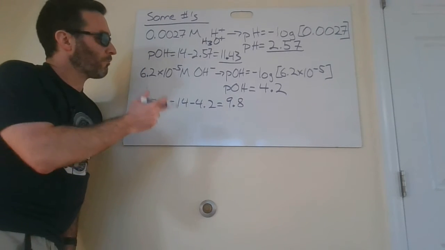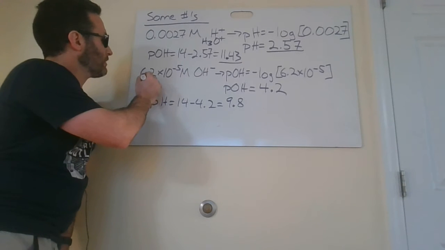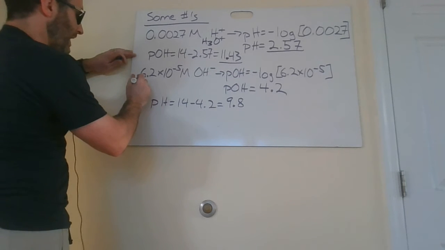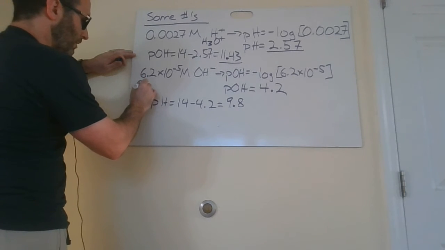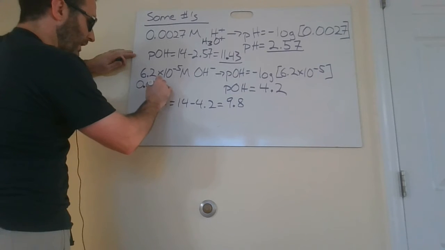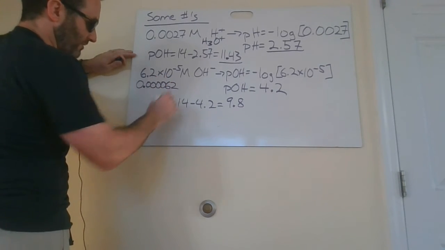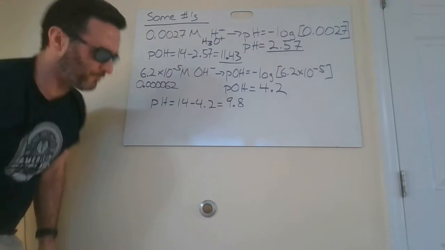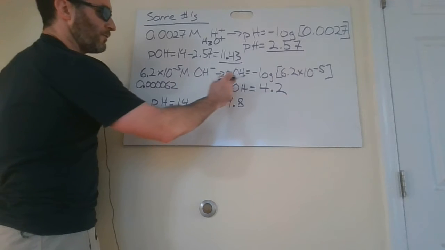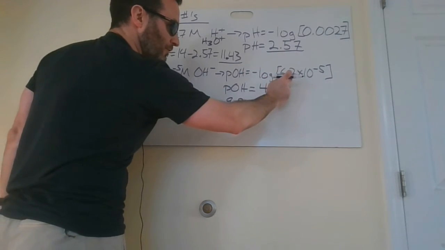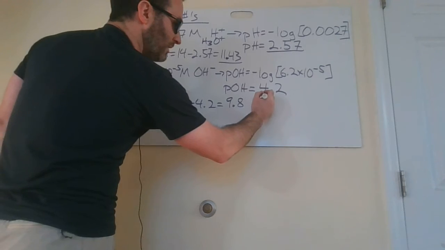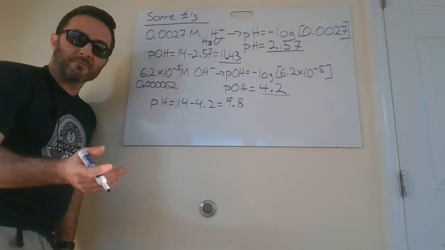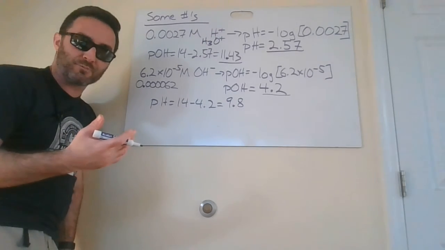Cool. Well, another example. Here's a solution that is 6.2 times 10 to the minus fifth. And if you want to see that as a decimal, 1, 2, 3, 4, 5. Do it in scientific notation, it'll save you some trouble. If you take the negative log of 6.2 times 10 to the minus fifth, that gives you a pOH of 4.2. Again, on a 14-point scale, that's telling you it's pretty basic.